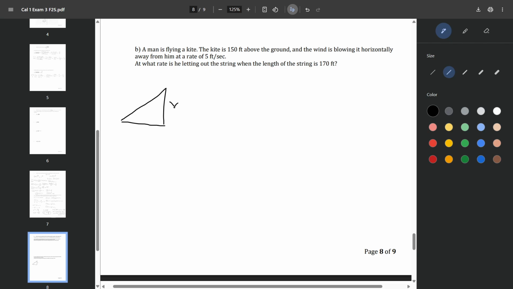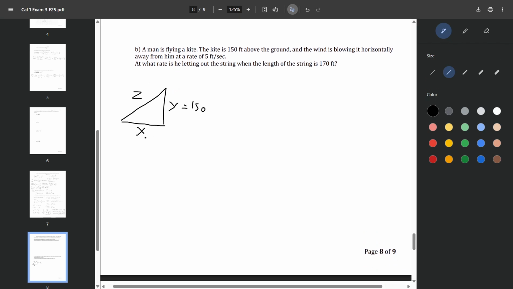So we're going to label our height as y, and we're going to have it equal to 150 because our height doesn't seem to be changing. And we're going to label our horizontal distance as x. I imagine that makes sense, x and y for length and height. And for our hypotenuse, let's put z, just to go with the naming scheme of x, y, z.